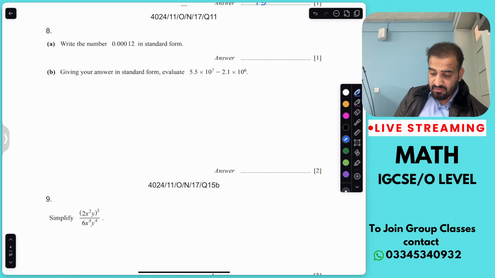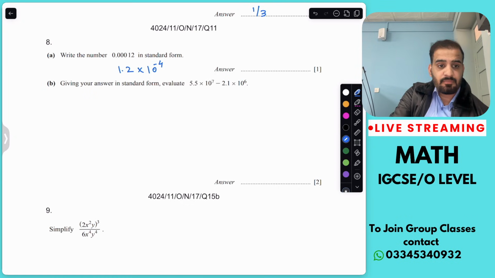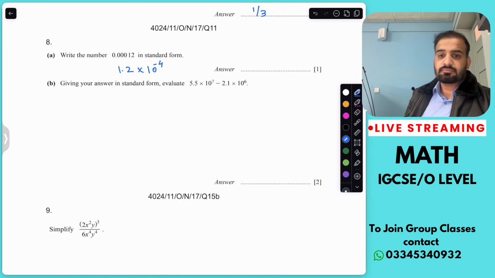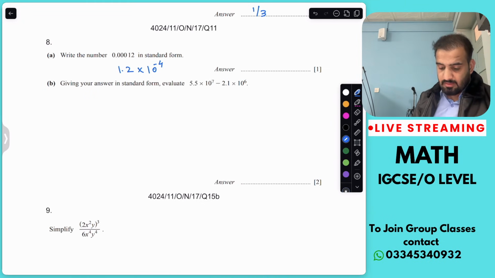Moving on to question 8, write this in standard form. So move this decimal to the right. So 1.2 cross 10 raised to power. If you move the decimal to the right, you write power negative 4. Next we have to subtract these two standard forms. So how to subtract two standard forms?